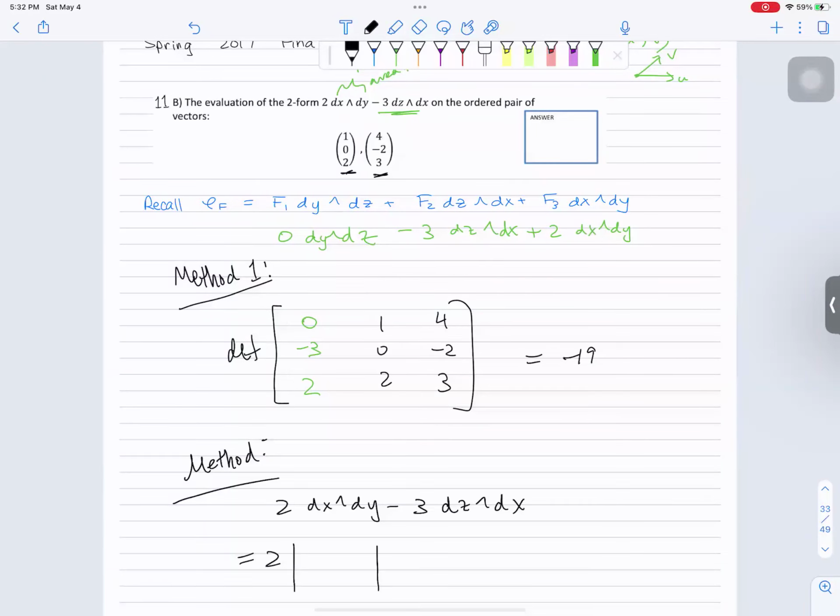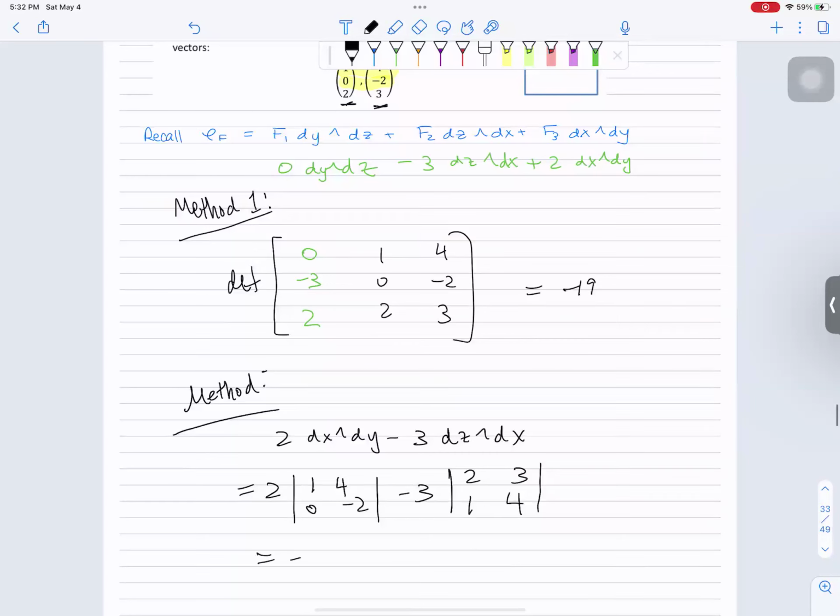So what did I say about this wedge product? Dx wedge dy is kind of like the projection onto the xy plane. So I just want to care about the x and y components of my vectors. This 1, 4, and the 0, -2. And then I have minus 3 dz dx. What are the z components? That's 2, 3. And my x components are 1, 4. And you'll still get -19.